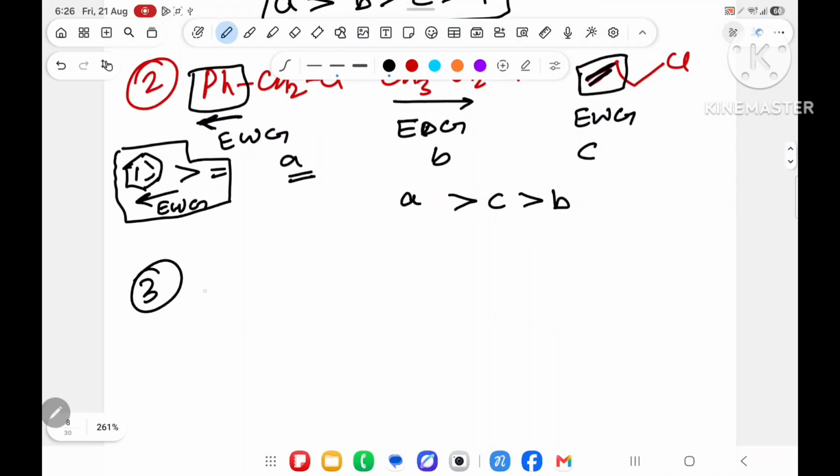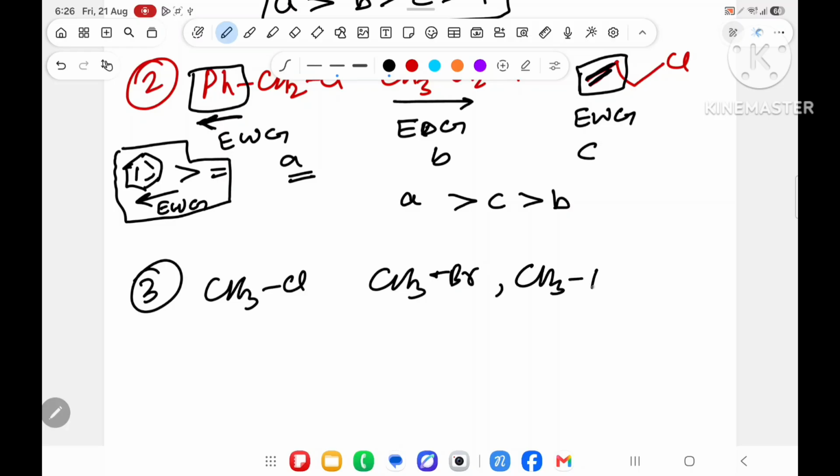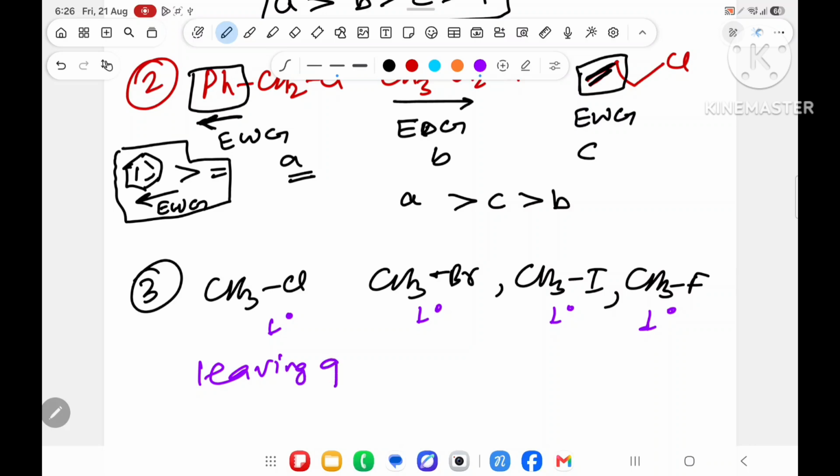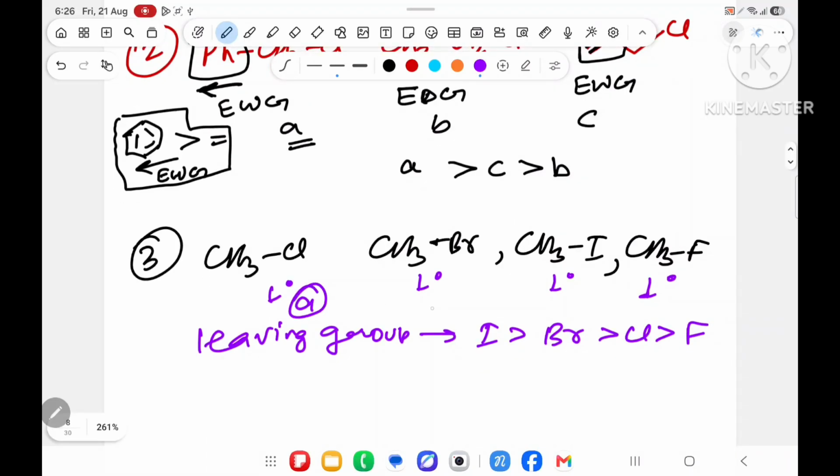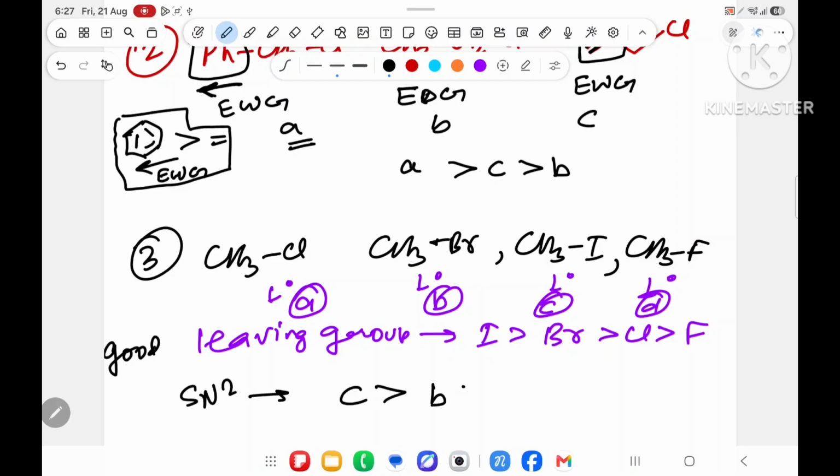Suppose I have taken the third question, CH3Cl, CH3Br, CH3I, CH3F. Now over here, sir, it is also 1 degree, 1 degree, 1 degree, 1 degree. So we are not able to judge with this. So we will judge according to the leaving group. And which one is a good leaving group? Iodine, then bromine, then chlorine, then fluorine. This is A, this is B, this is C, this is D, and a good leaving group is required. So for SN2, the order is C first, then B, then A, then D.